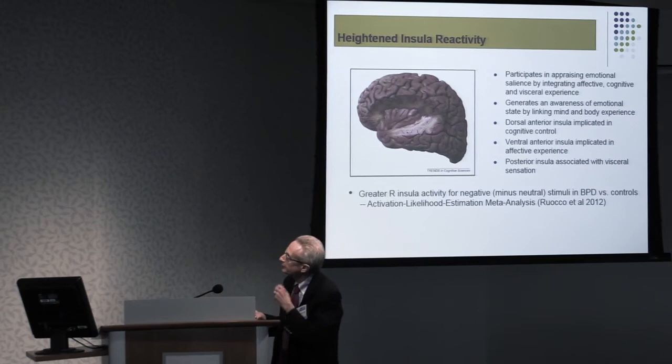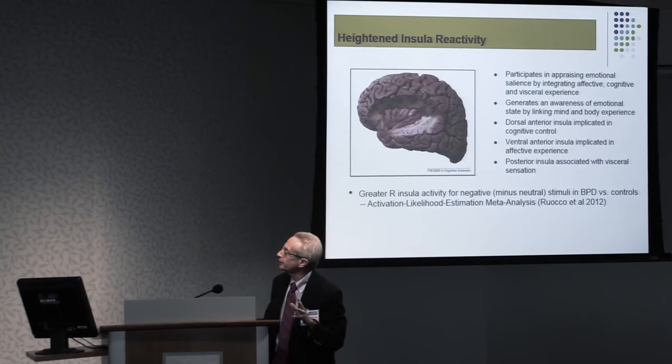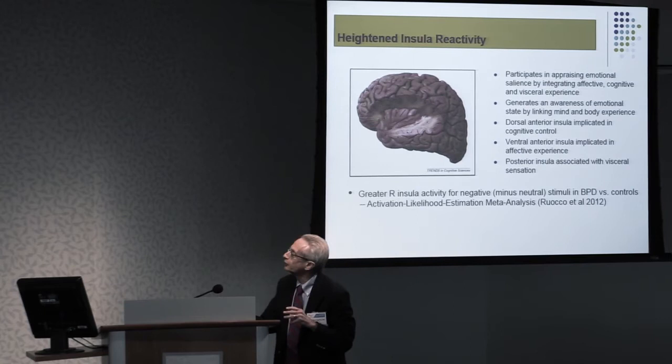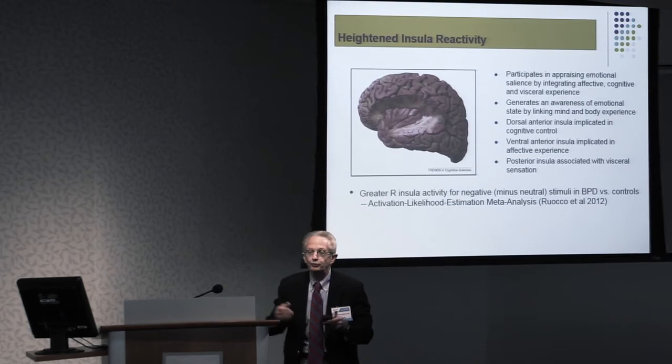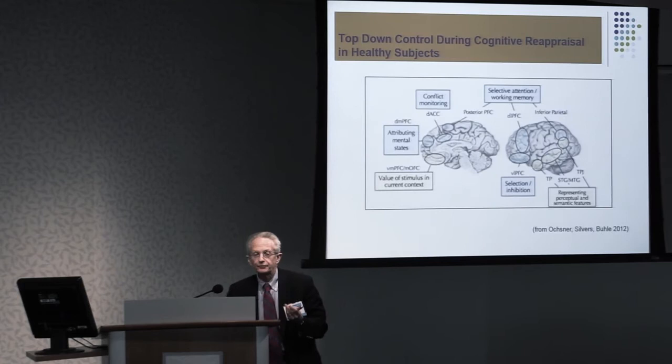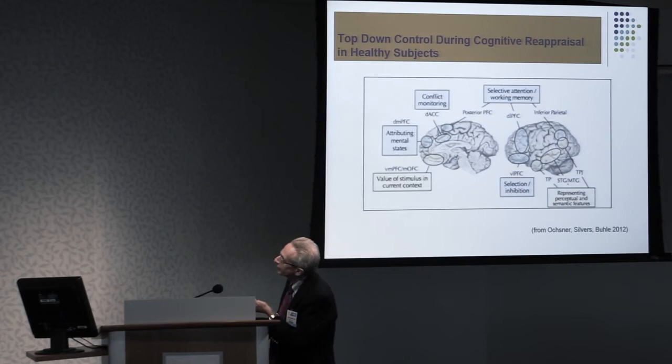And in a study by Rugoko's group, and I think he may be here at this meeting, in a meta-analysis which looked at a series of imaging studies of borderline patients compared to healthies, they found that there was a greater right insula activity looking at negative images in the borderlines compared to the healthy controls. So suggestion of a kind of hyper-aroused limbic system. Now, the next thing we hypothesized is that the downward control mechanisms may not be working as well. And these are some of the regions that are prefrontal areas that downregulate the emotion, the amygdala.